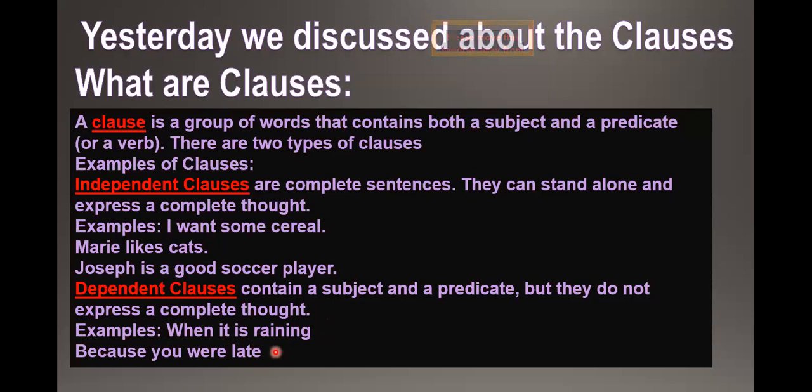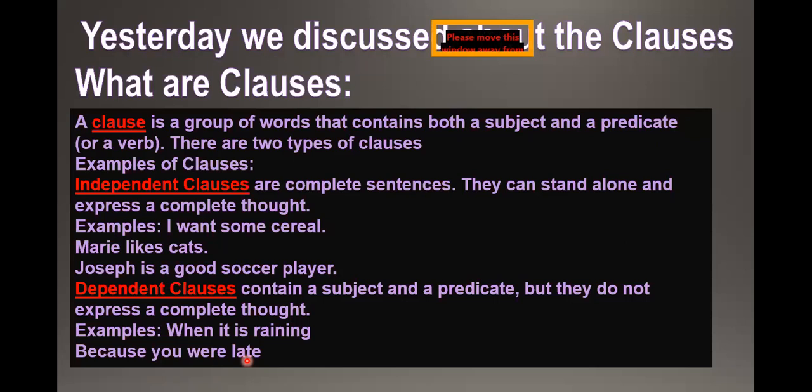So this is the way a dependent clause goes. Because you were late, we finished the food. Or, because you were late, we did not wait for you. So again, if I only say "because you were late," this does not make any sense.